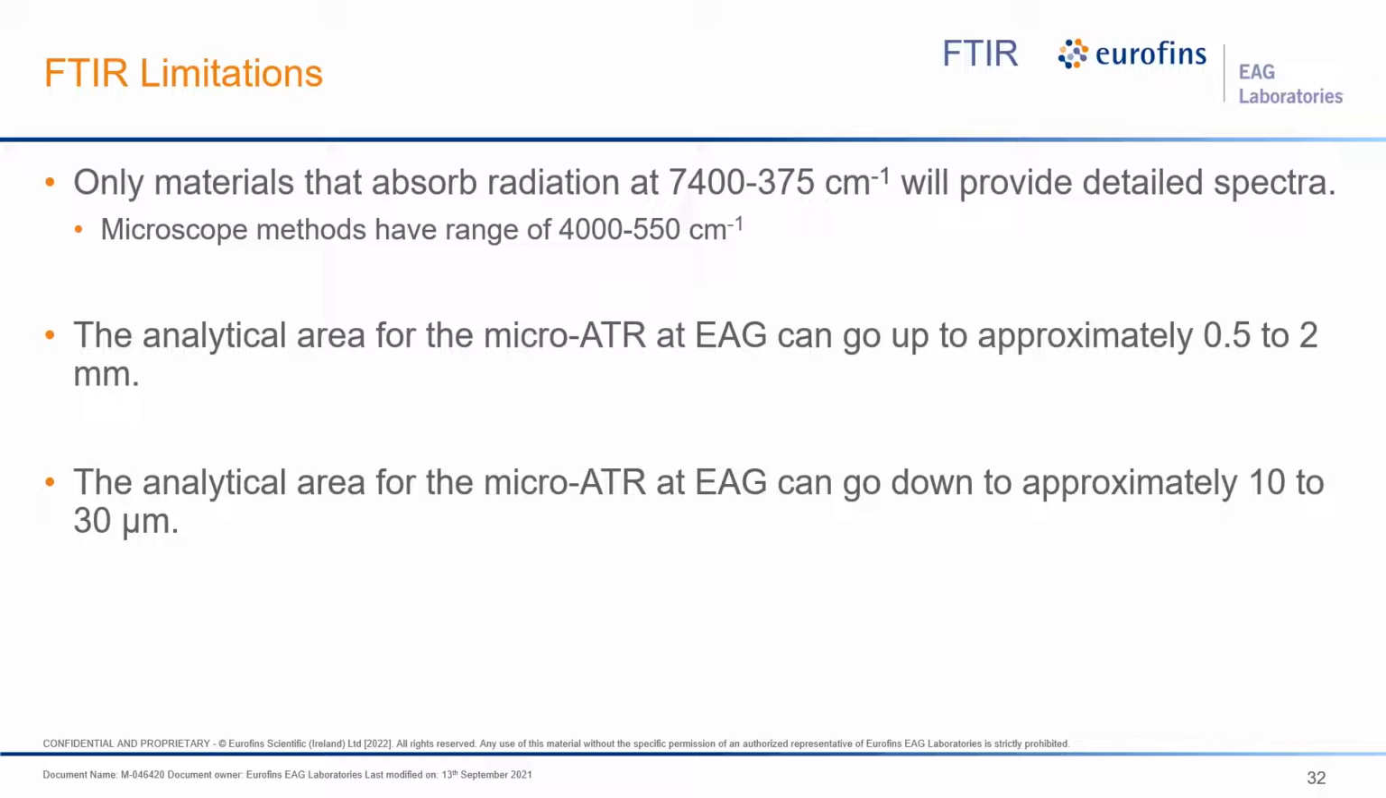The analytical area of a microscope ATR can be pushed down to very, very low. Generally, we can say 10 to 30 micron is a rule of thumb. I like to call it double digits. Once you have double digit micrometer size particulates, we will be able to get some FTIR information. Now, like I said, if something has a strong IR band, we can push it to single microns as well. But that's very challenging to do.